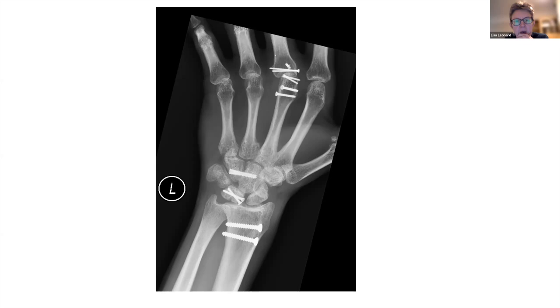And this is a bit later on, when the radius is healed. There was a wide gap in the lunate to start with, and I thought, oh, he's going to get AVN. But actually it has started to heal.